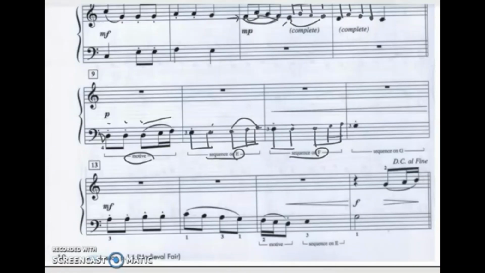Okay. And G. This is the sequence on G, so we have to make the same thing. Same 3 notes and stepping up. So 1, 2, 3. Oops. No, there's no staccato. Okay, and then that's the end of the sequence. So this is 4 measures of sequence.